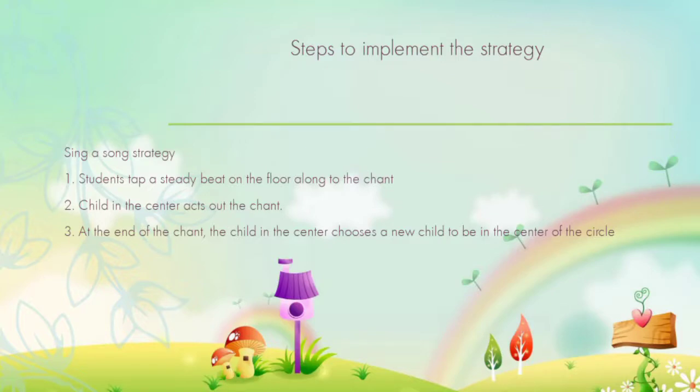Sing a song strategy. The first, students tap a steady beat on the floor along to the chant. The second, the child in the center acts out the chant. The third, at the end of the chant, the child in the center chooses a new child to be in the center of the circle.